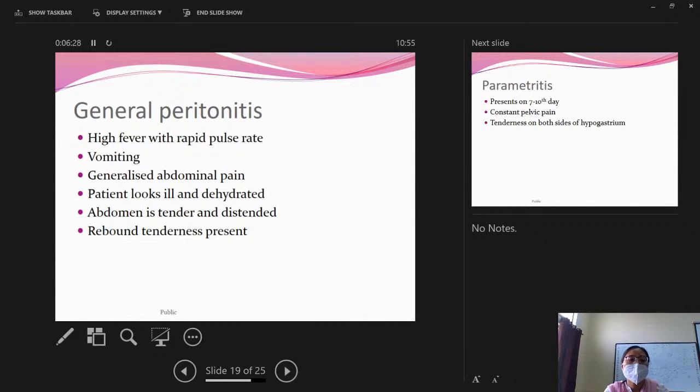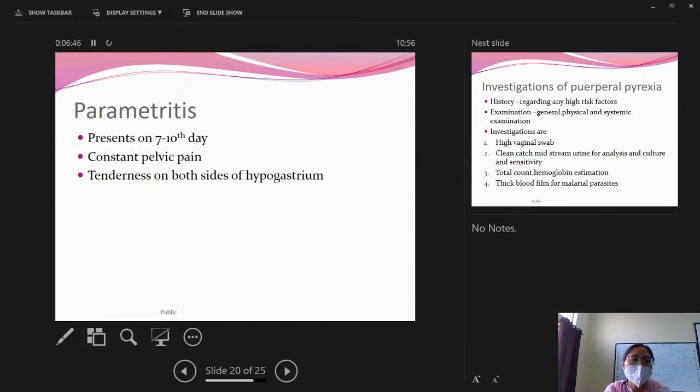Generalized peritonitis: the patient will have a high fever with rapid pulse, vomiting, and generalized abdominal pain may also be there. The patient will be looking much more ill and dehydrated. On abdominal examination, there will be tenderness, and distension may also be present. And rebound tenderness may also be present in case of generalized peritonitis.